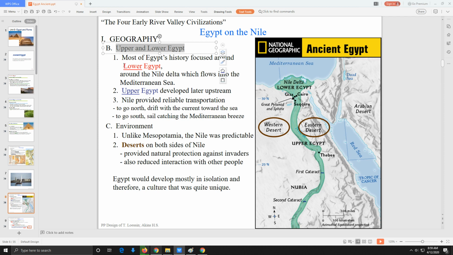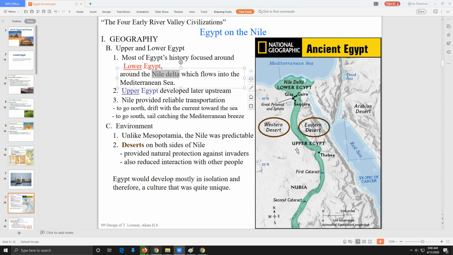Gonna make a one. We're gonna write down Lower Egypt, and then we're gonna make an equal sign. So, one, Lower Egypt equal sign. And then we're going to write down Nile Delta. So 1, Lower Egypt equal sign, Nile Delta. So Lower Egypt is this part right here.